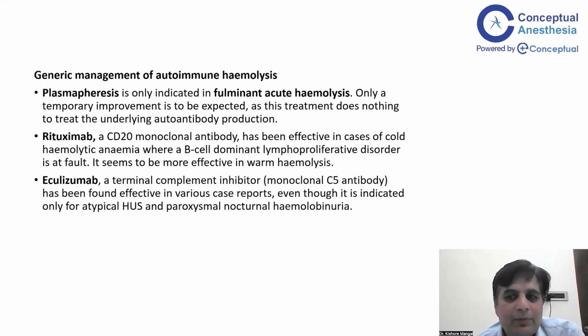Rituximab, again a very important monoclonal antibody, is usually given in patients with cold hemolytic anemia, but it is more effective in warm disease as well. And eculizumab, a very new drug, and again, it can be asked in the exam. It is a monoclonal C5 antibody, and it has been shown to be effective in various case reports like atypical HUS and PNH. We had another patient of atypical HUS where we used eculizumab. So this can be asked in the exam as well.